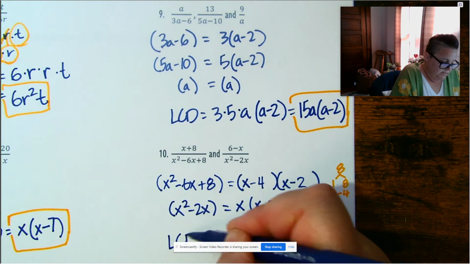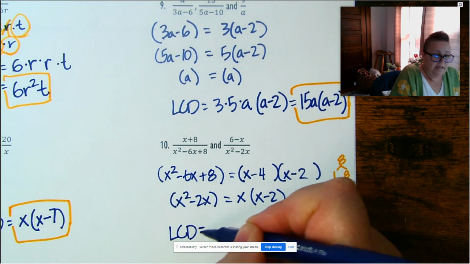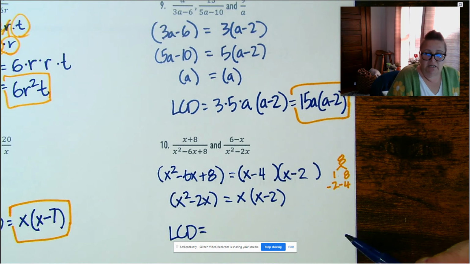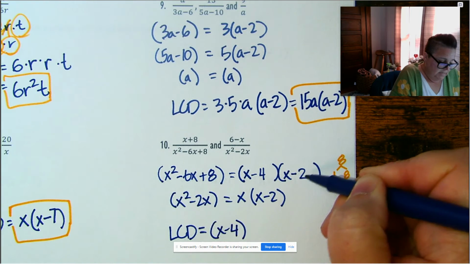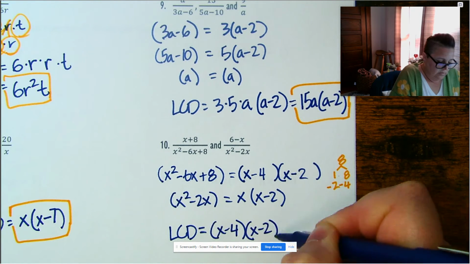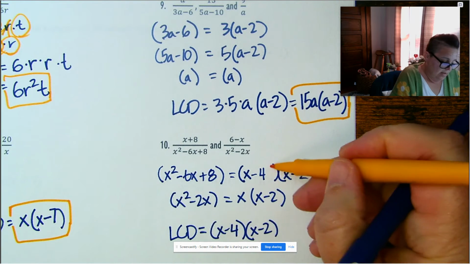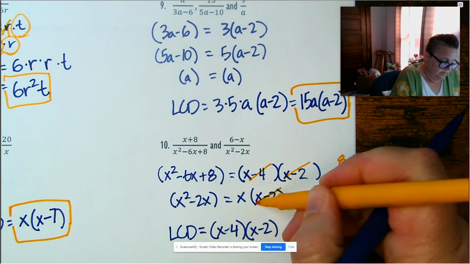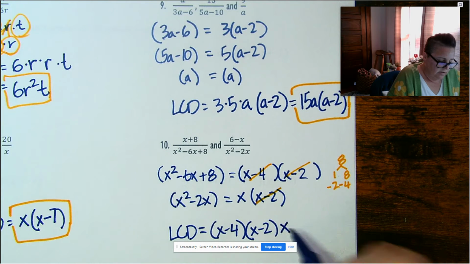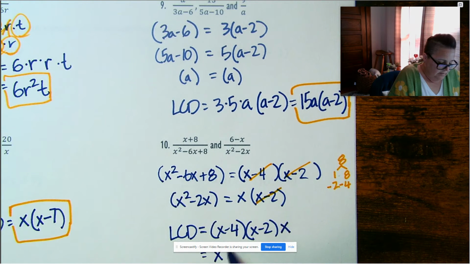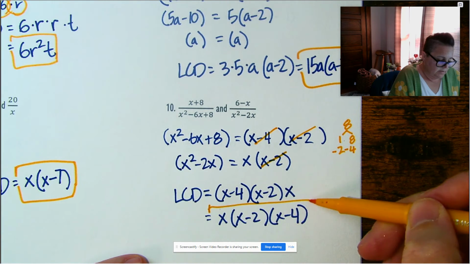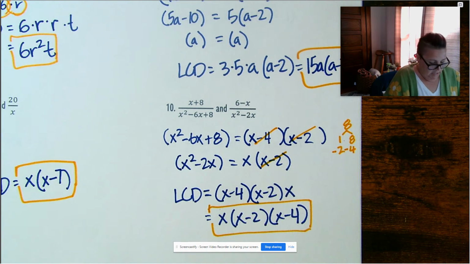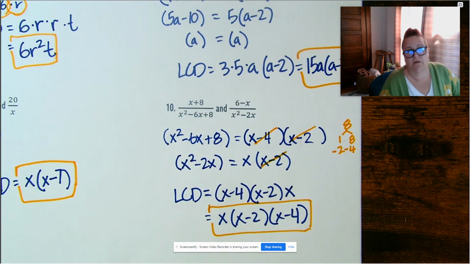So when I build my lowest common denominator, I need each individual unique factor here. I need the x minus 4. I need the x minus 2. And if I take the x minus 2, that covers that second one. The only thing missing here is the x. So this would be x. I might write it as x minus 2, x minus 4. The order will not matter because it's all multiplication, so I can build that lowest common denominator in any order I want. Right?